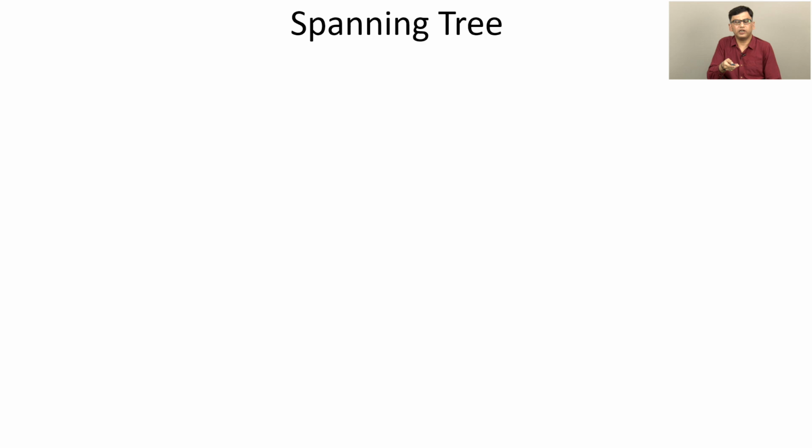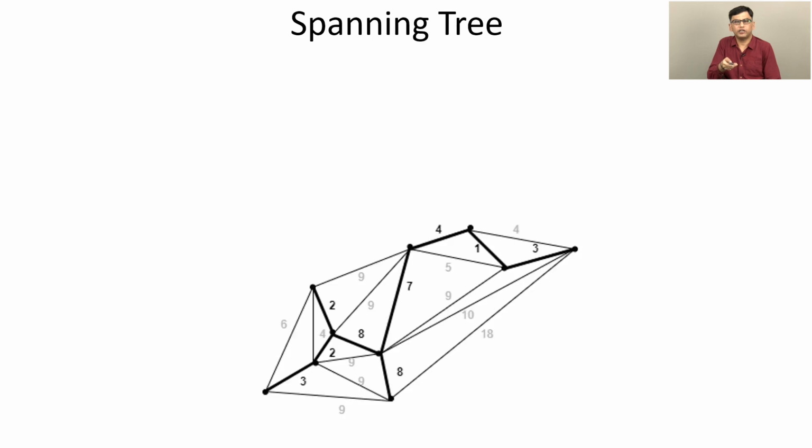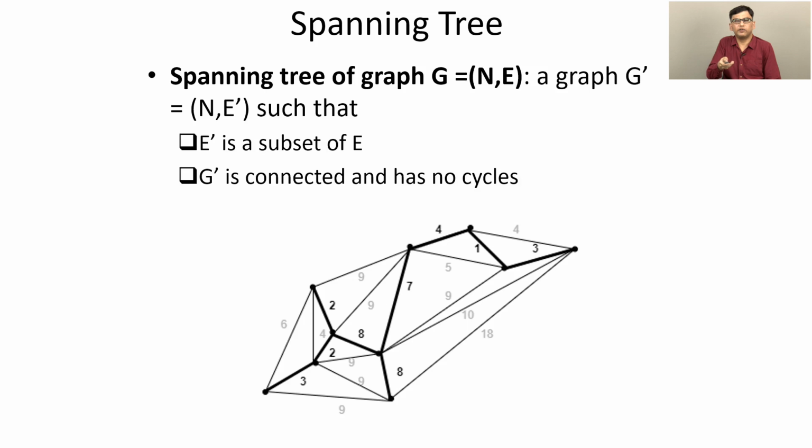A packet can be efficiently broadcasted using what is known as a spanning tree. In a graph, a spanning tree is defined in this way. If you have a graph G with node set N and edge set E, then a spanning tree is a graph G prime equal to N comma E prime. That is, G prime has the same node set as the original graph G, and the edge set is a subset of the original edge set E, and G prime is connected and it has no cycles.